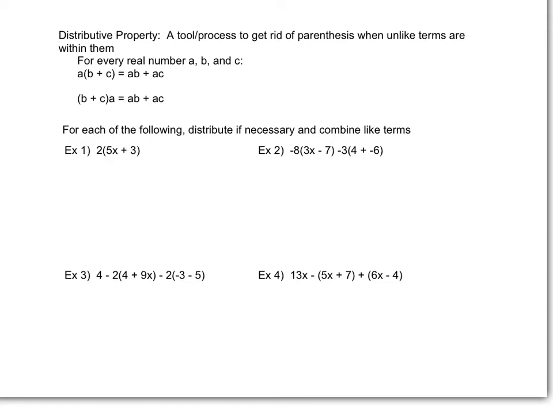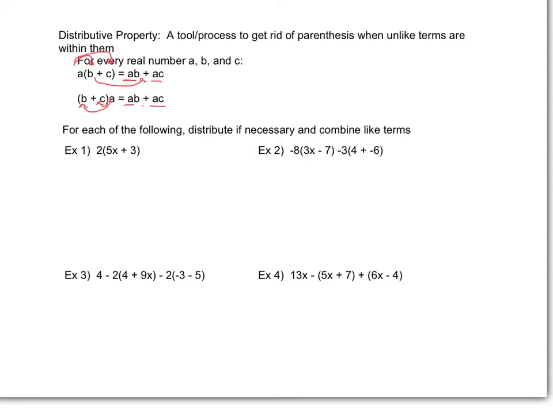For any real number a, if you're trying to add b and c, which are not like terms because they're not the same variable, we can use multiplication with the distributive property where we take that a and we multiply it times the b and times the c, giving us a times b, the plus sign comes over, a times c. It works the same way if the a is being multiplied behind the parentheses. It still distributes into the b, distributes into the c with multiplication, giving us a times b plus a times c.